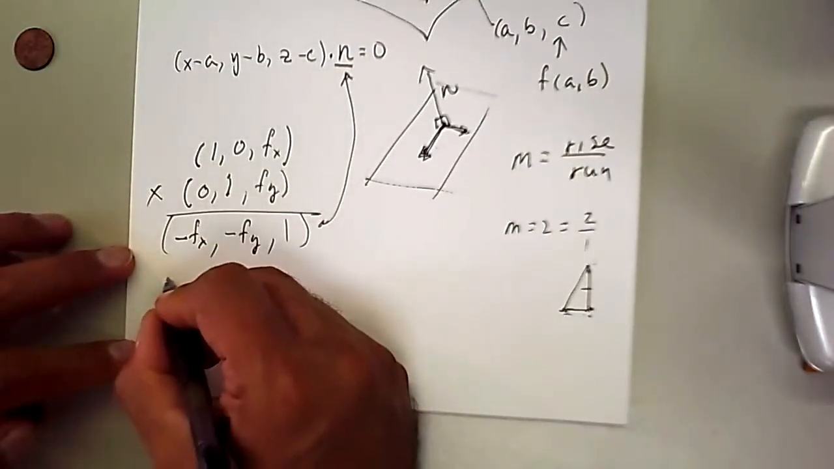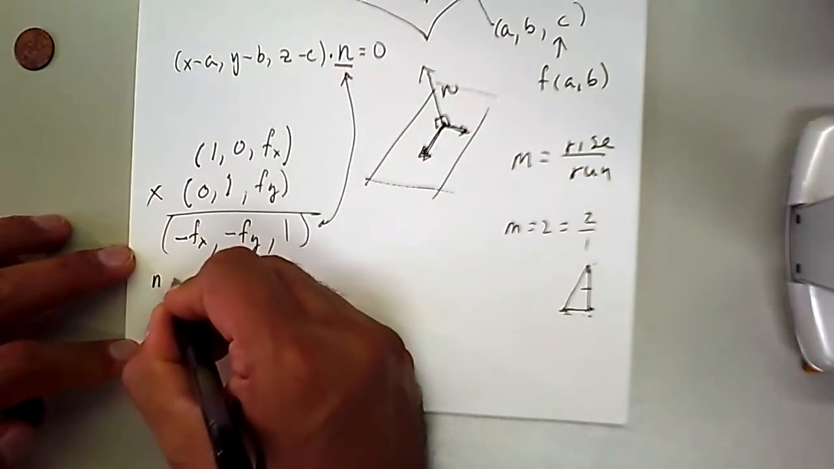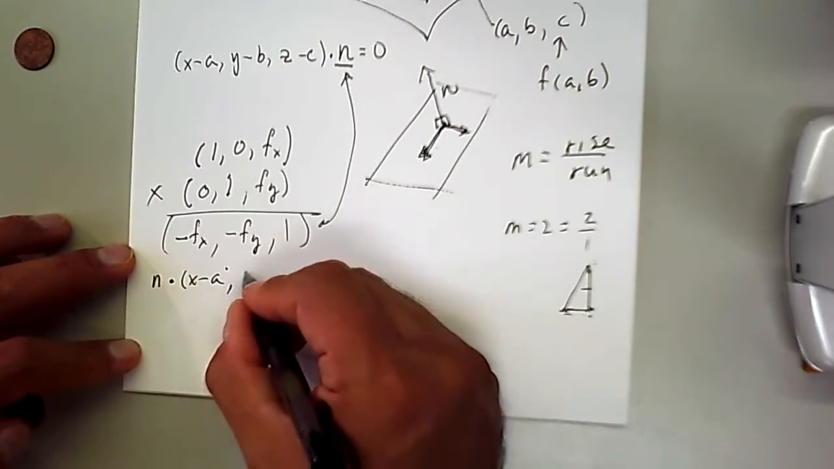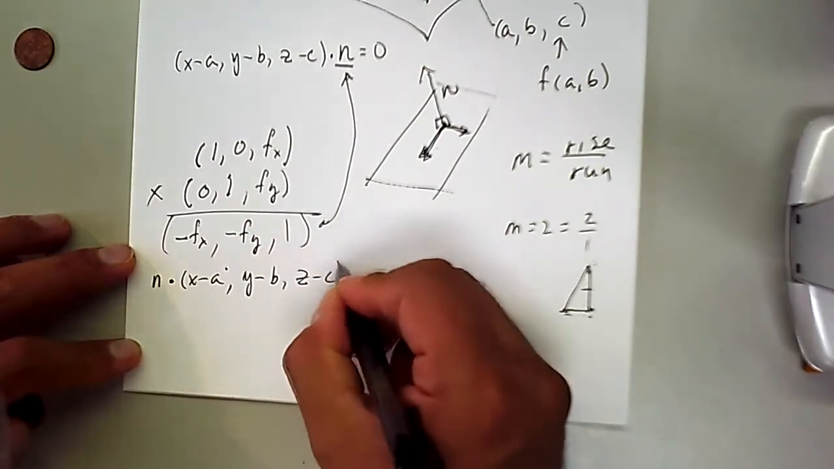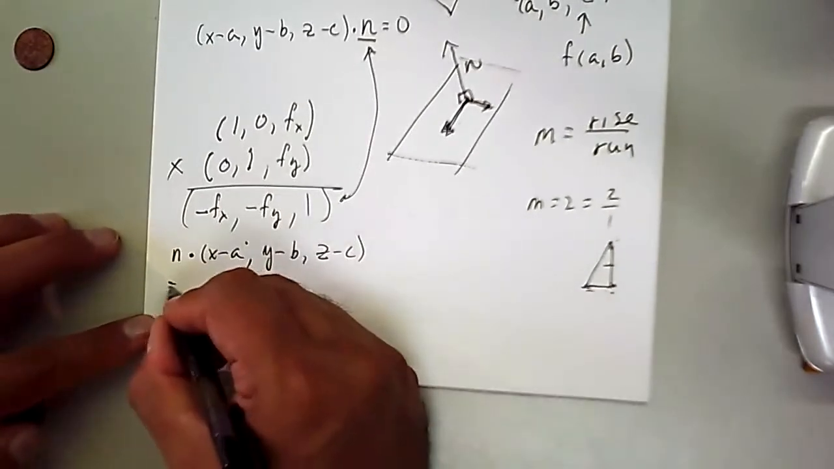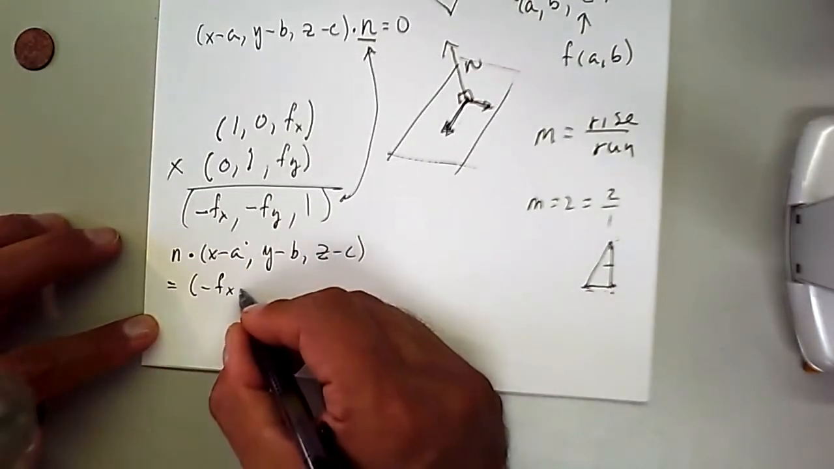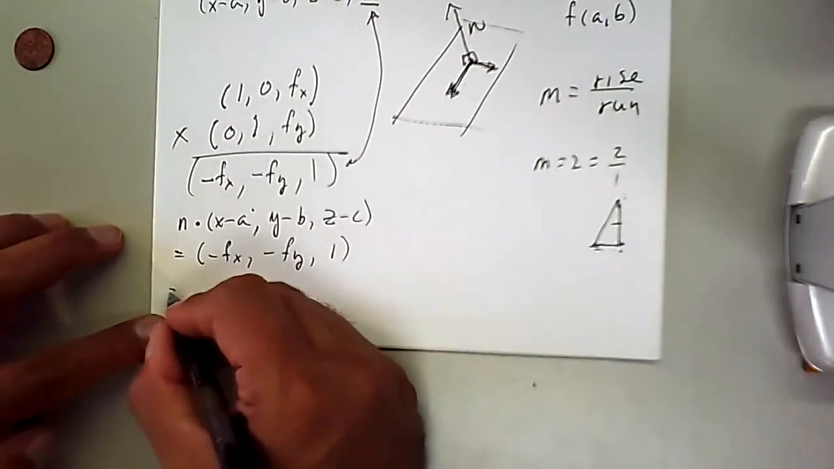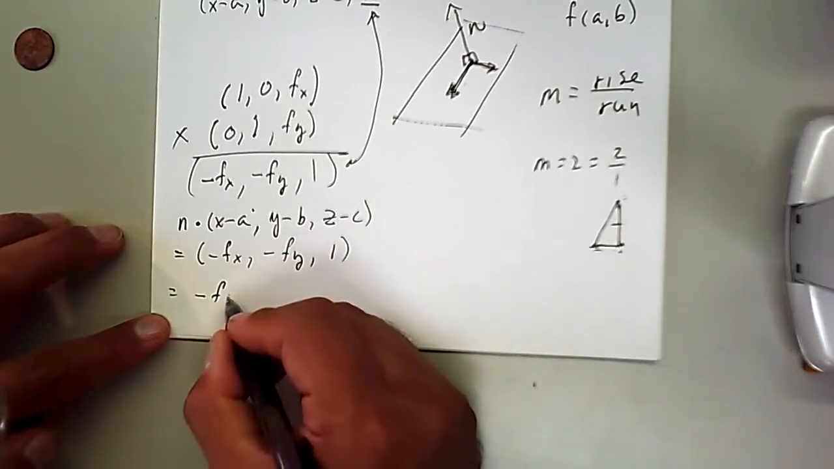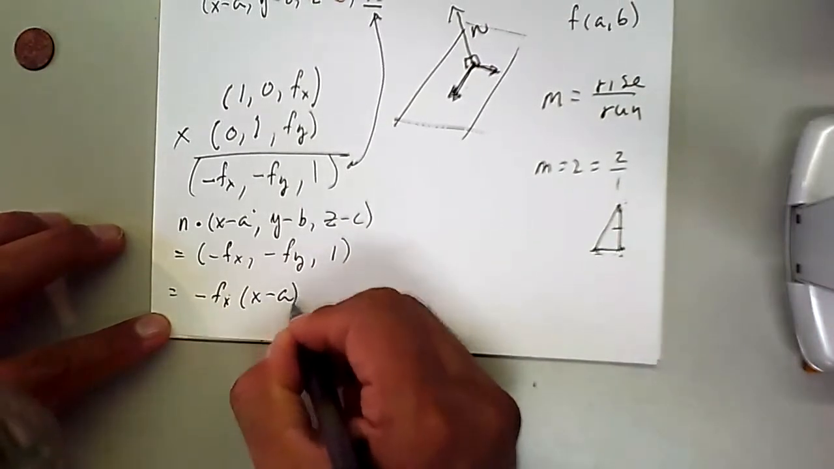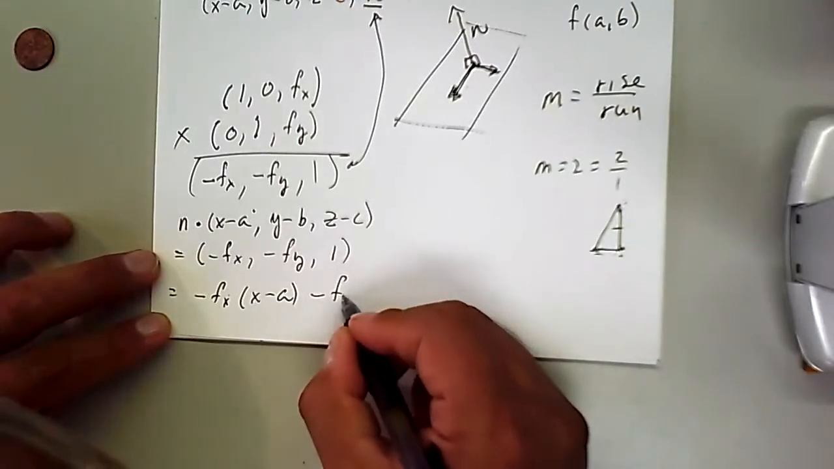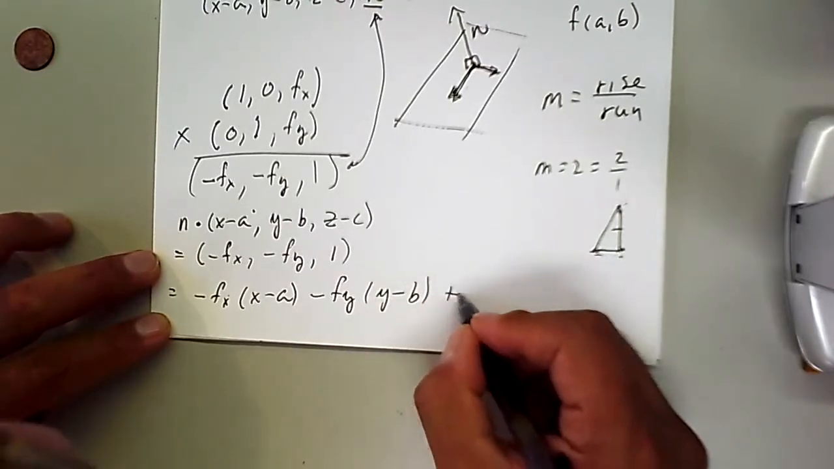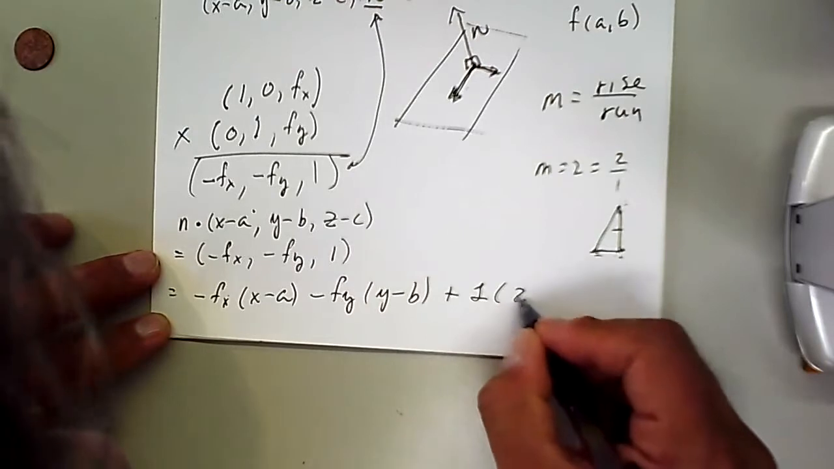And so if we multiply, I'm going to put n first. N dotted with x minus a, comma, y minus b, comma, z minus c. We want that to be 0, but that is equal to negative f sub x, comma, negative f sub y, comma, 1. And that is equal to negative f sub x quantity x minus a, minus f sub y quantity y minus b, and then plus 1 times z minus c.